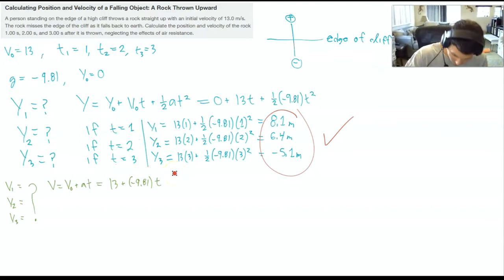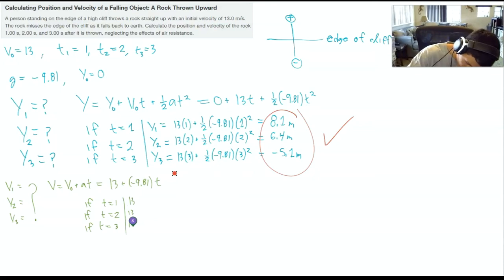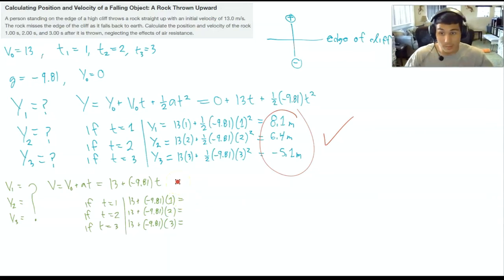So, let's do it again. If t is equal to 1, if t is equal to 2, if t is equal to 3, what happens? We'll get 13, 13, 13, plus, plus, plus, and we're going to go negative 9.81 times 1 is equal to what? Same thing here, negative 9.81, but what's the t here? t is 2. And we get negative 9.81 times 3. So we're going to input all these values, and then we're going to see what our velocity is at this position, because this tells us our velocity at this position.